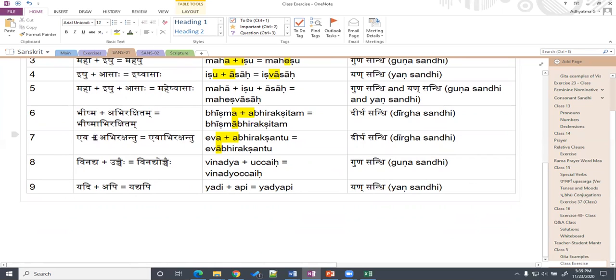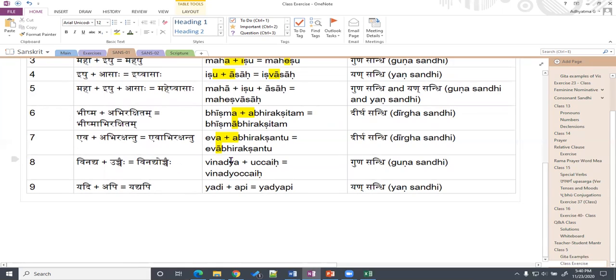And Eva Abhirakshantu. The meaning of these words individually doesn't make sense. Only in the context of the verse will it make sense. Bhishma is the name, and Abhirakshantu, here Duryodhana is asking his other warriors to protect Bhishma from all sides, so that if Bhishma is protected, he will protect everybody else. Again, when you read the whole text, then these things become clear.